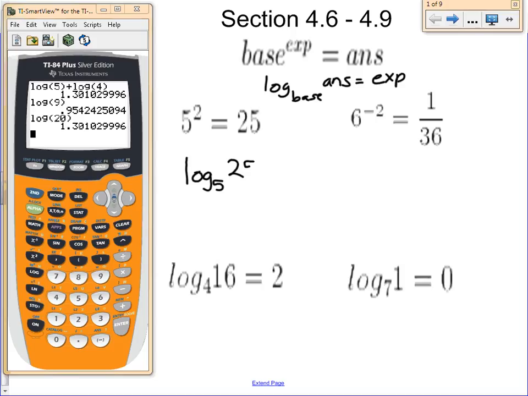of 25 equals, now just to make sure everybody's comfortable with it, take your calculator, do the change of base formula real quick. When you do the change of base formula, you'll do log of 25 divided by log of 5, hit enter. And it gives you 2.